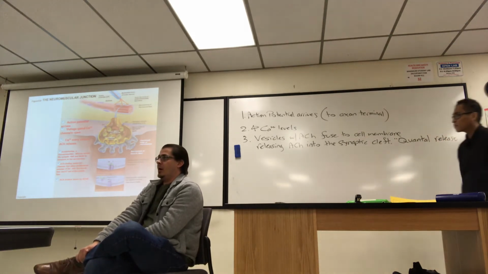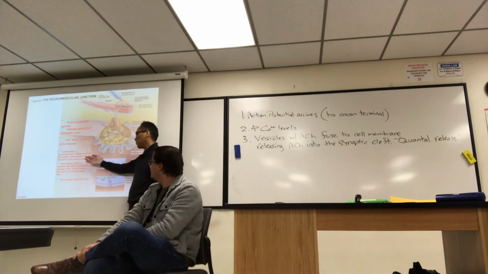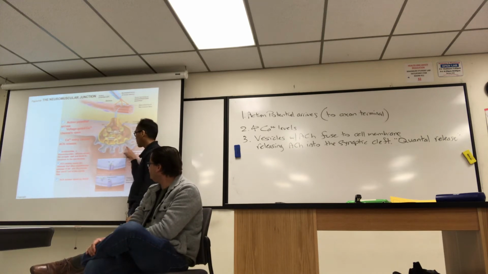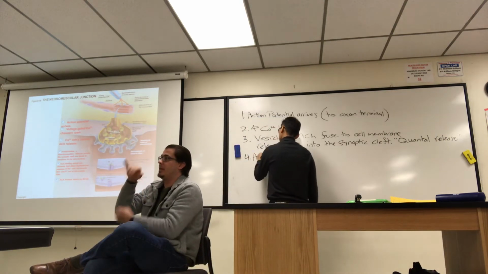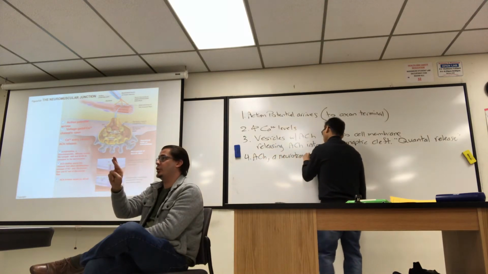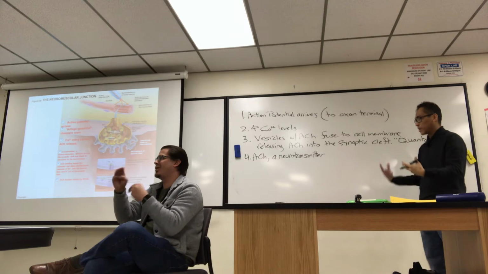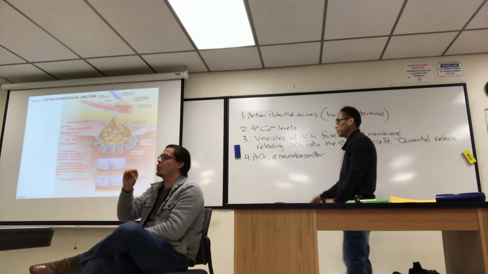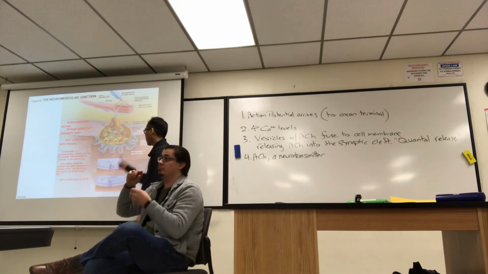Step 4, acetylcholine, a neurotransmitter, diffuses across the synaptic cleft and binds to its receptor in the sarcolemma. That's the cell membrane there. There's a class of molecules called neurotransmitters. ACH is one of them. We'll learn a few others in this class: dopamine, epinephrine, there are other ones. But this one's ACH, the one that triggers muscle stimulation.